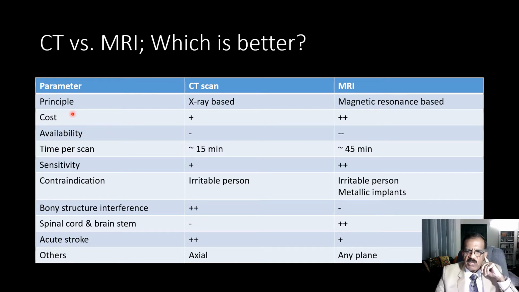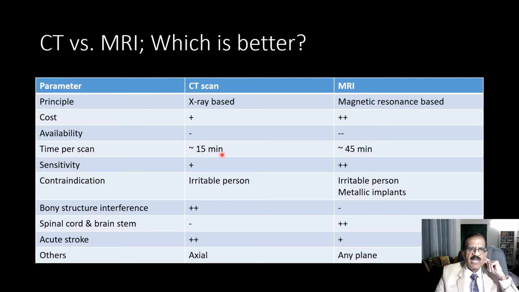Cost: both are expensive machines as compared to a normal X-ray, but CT scan cost is definitely much less than MRI. There are two reasons why MRI is more expensive. One, it is the latest machine and it requires more hardware. Plus, it takes more time per person. So with the same machine, you can serve more patients when you do CT scan. But if you do MRI, because it takes a longer time, you will be able to serve fewer patients. So of course the per patient cost would be more. Availability: CT scans are more widely available as compared to MRI.